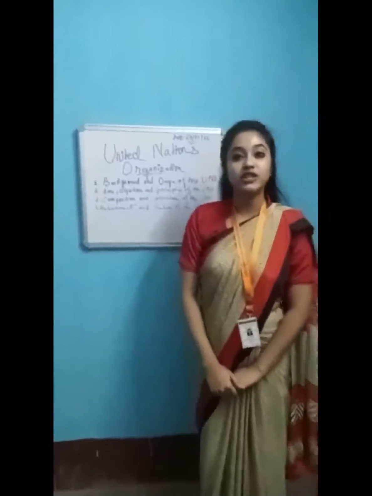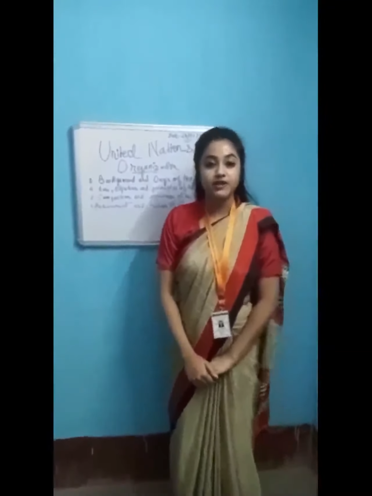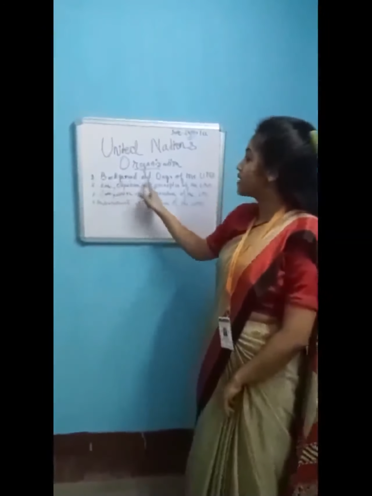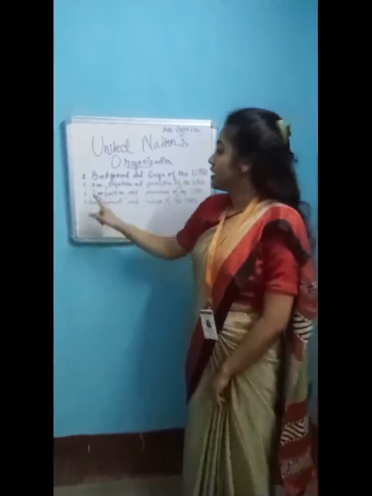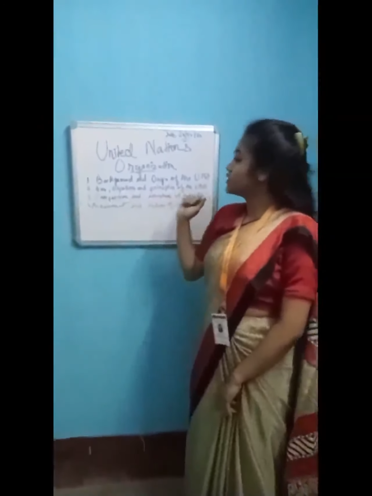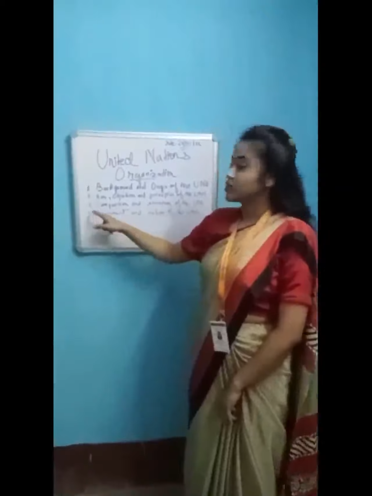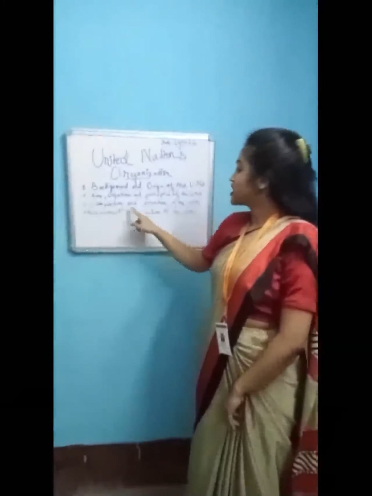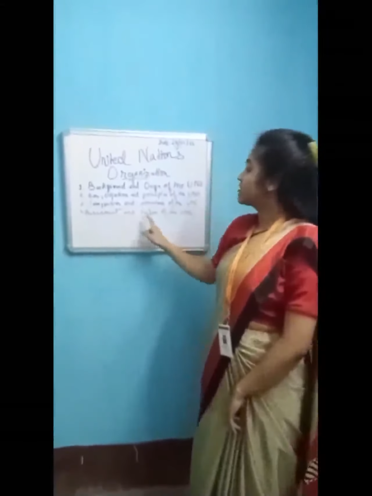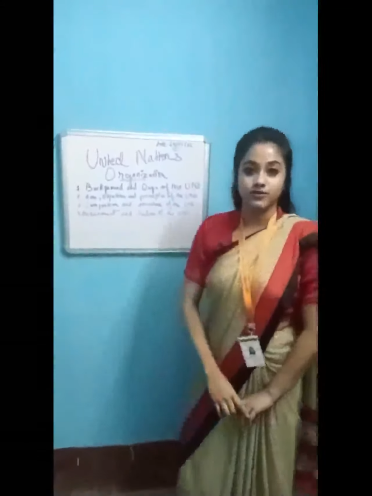I am going to deal with various points. First, I will discuss the background and origin of the UNO. Second point is the aims and objectives and principles of the UNO. Third point that I am going to discuss is the composition and structure of the UNO. And fourth is the achievement and failure of the UNO.